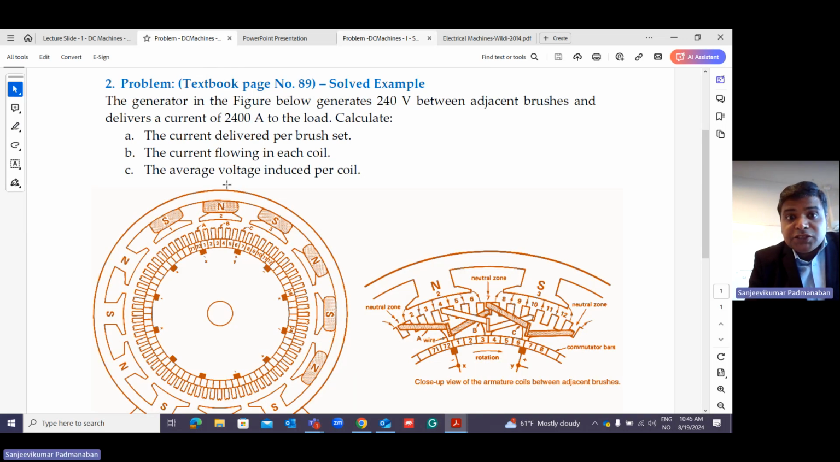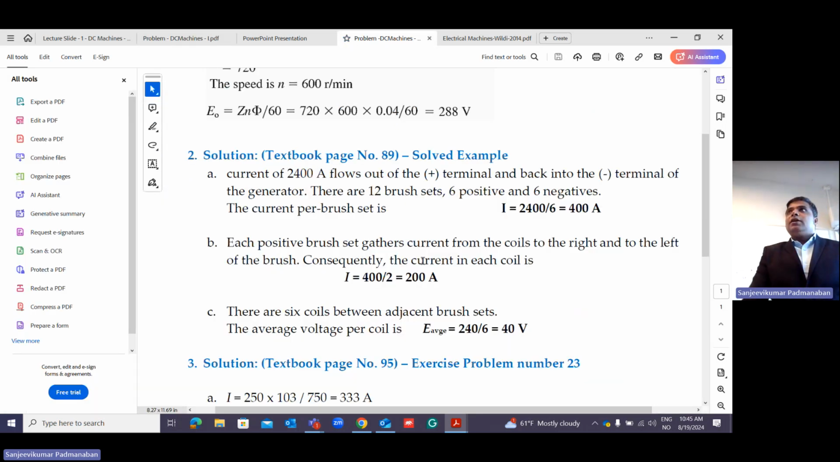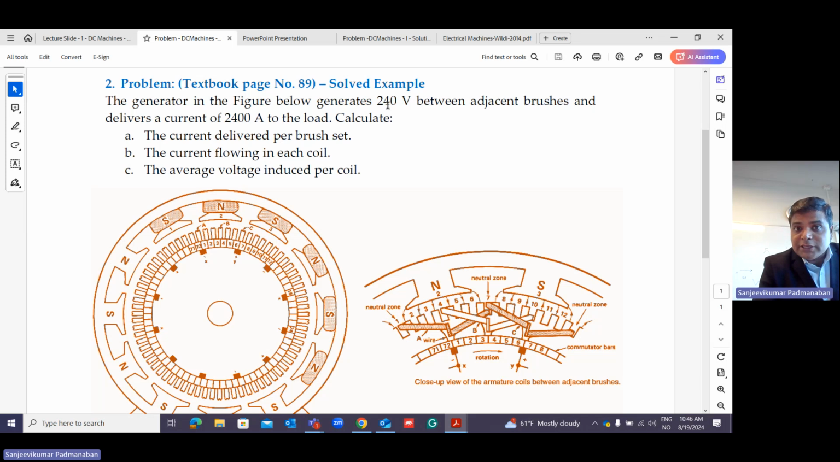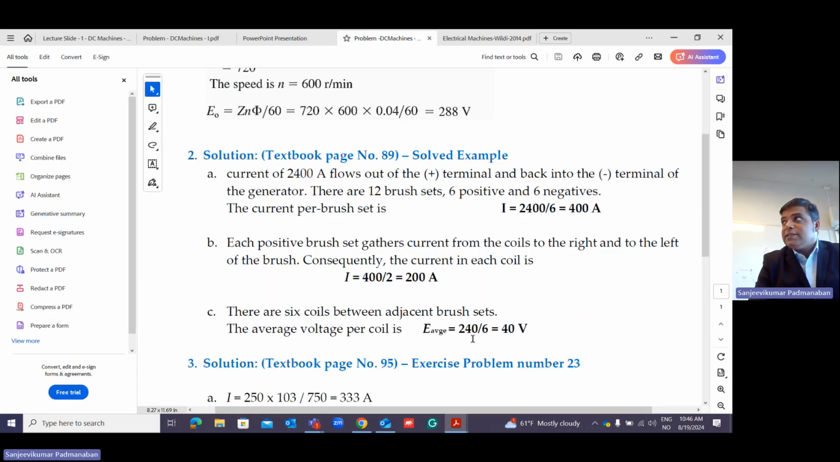The average voltage induced per coil. What is the average voltage induced per coil? How to calculate? There are 6 sets of coils, 12 coils. We have 6 sets for plus and minus. I know the voltage, which is 240, given in the problem. Generated voltage across the coil is 240. 240 divided by 6, each set of coil will give you 40. Clear to you? The average voltage per coil is 40.